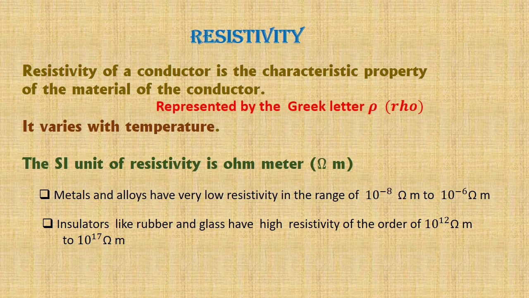Resistivity of a conductor is a characteristic property of the material of the conductor, represented by the Greek letter rho. It varies with temperature. The SI unit of resistivity is ohm meter. Metals and alloys have very low resistivity, in the range of 10 to the power minus 8 ohm meter to 10 to the power minus 6 ohm meter, while insulators like rubber and glass have high resistivity of the order of 10 to the power 12 ohm meter to 10 to the power 17 ohm meter.